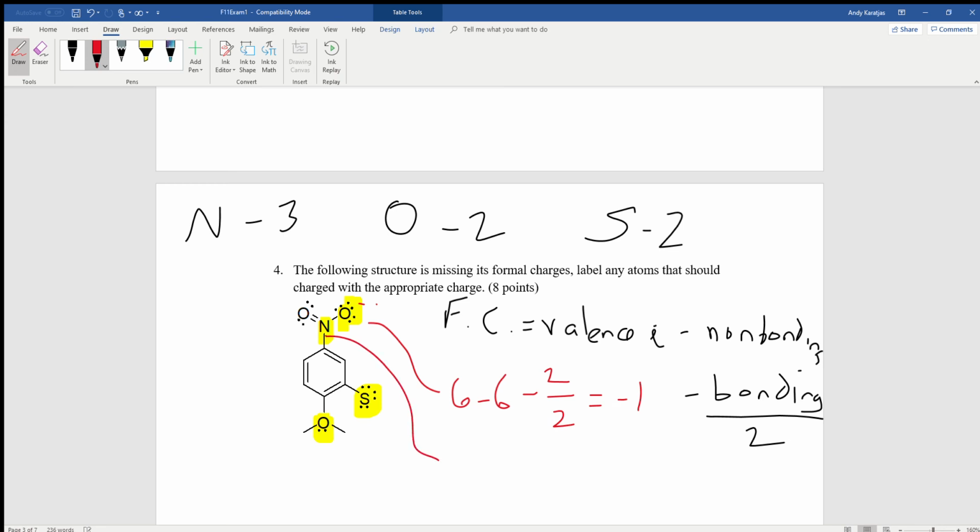The nitrogen next to it, nitrogen has 5 valence electrons. We subtract out the number of non-bonding electrons, which in this case is 0. And then we see that it has 4 bonds, therefore 8 bonding electrons divided by 2 gives us a plus charge on that nitrogen.